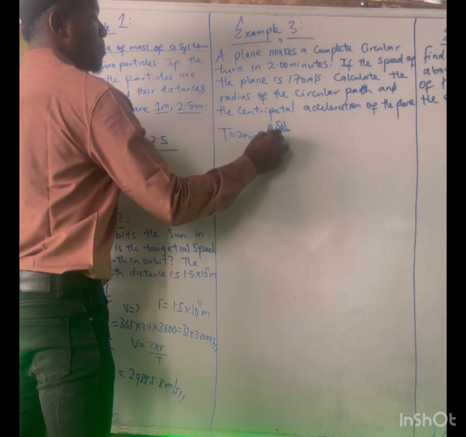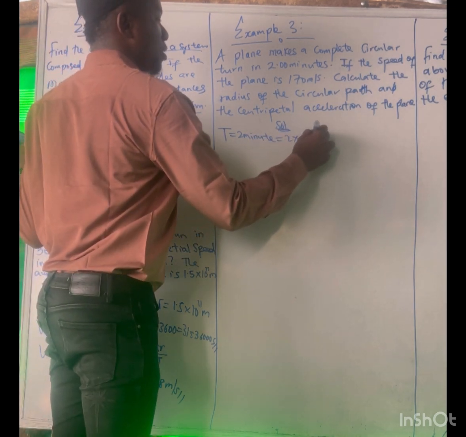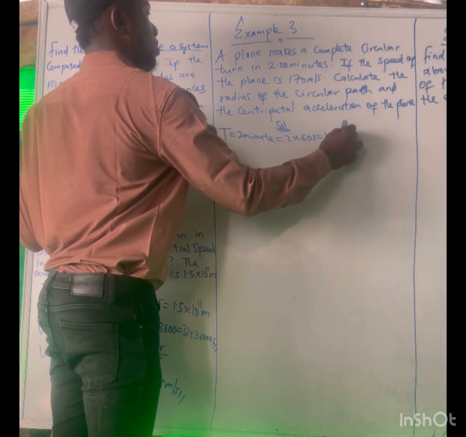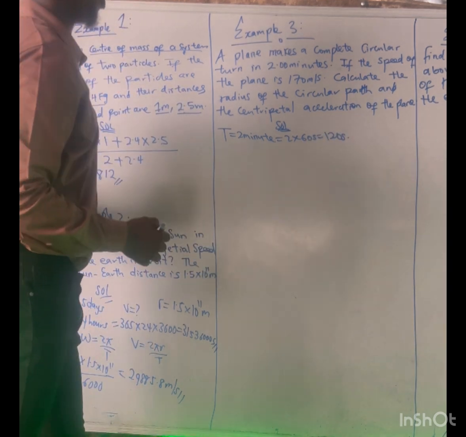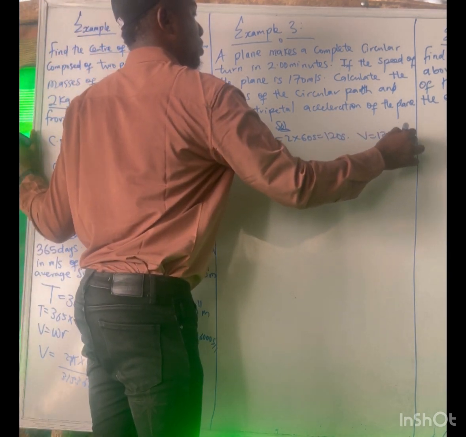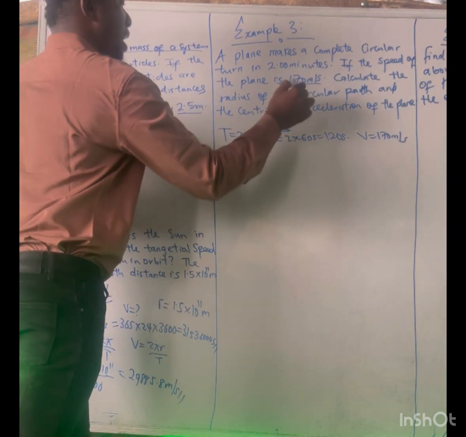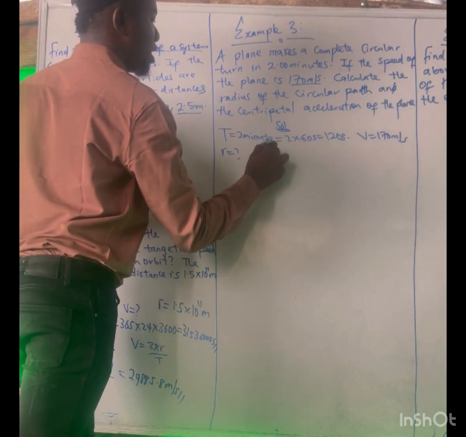I have to convert my minutes to seconds by multiplying it with 60. That equals 120 seconds. They said if the speed of the plane, my V, is 170 meters per second, calculate the radius. I'm looking for the R, and the centripetal acceleration, I'm looking for the A.